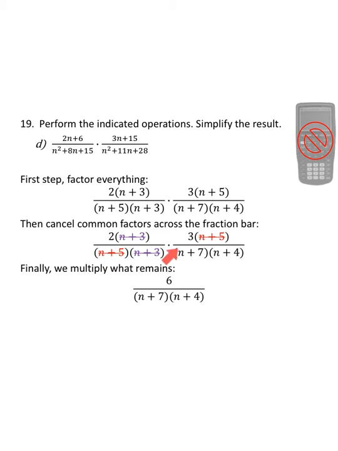I don't see any other common factors, so now we actually get to multiply. 2 times 3 is 6. Denominator, I have neither of these two. That's n plus 7 times n plus 4. And you don't even have to multiply those out. You can leave it exactly like that.